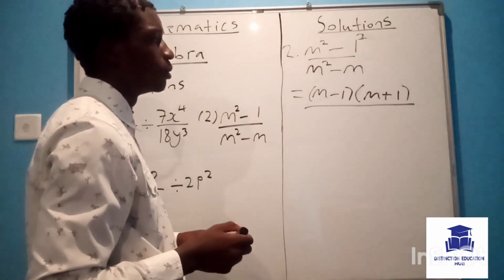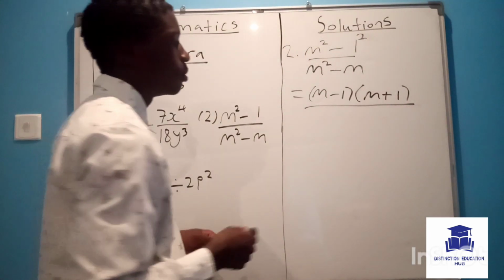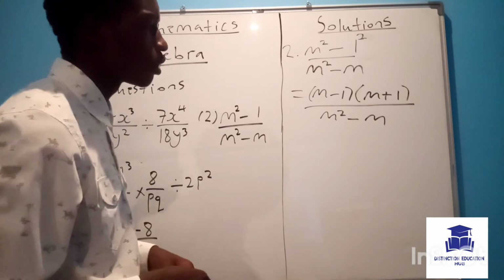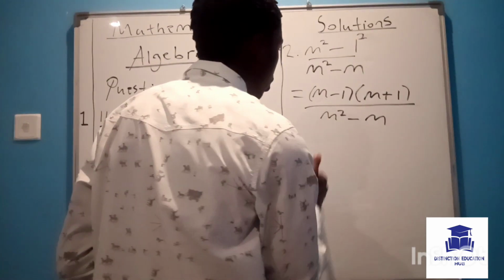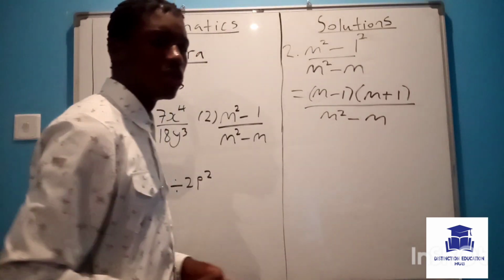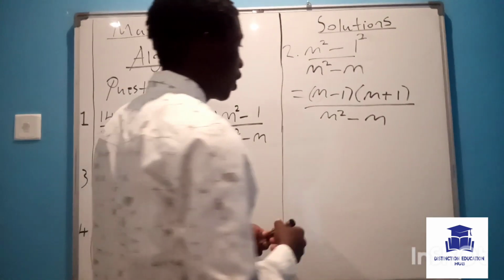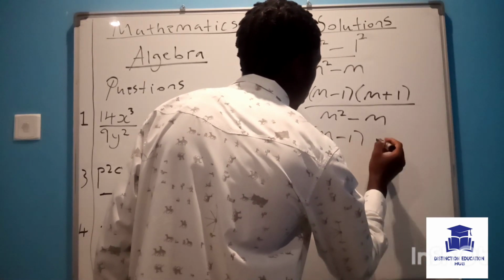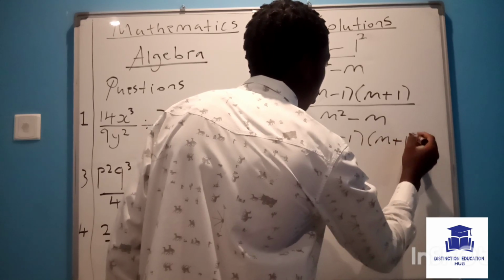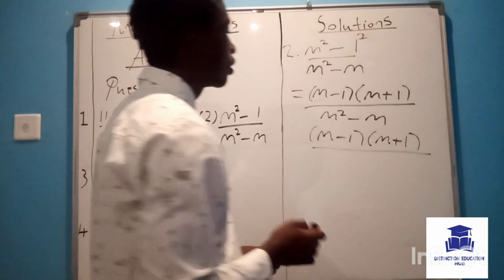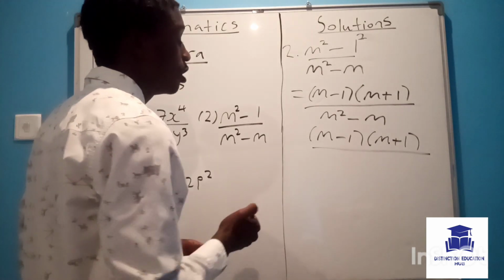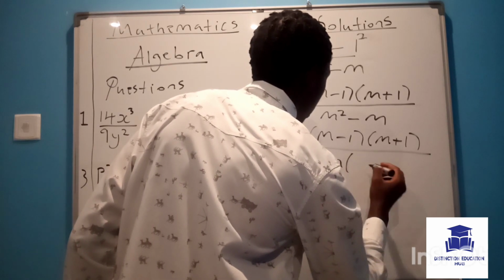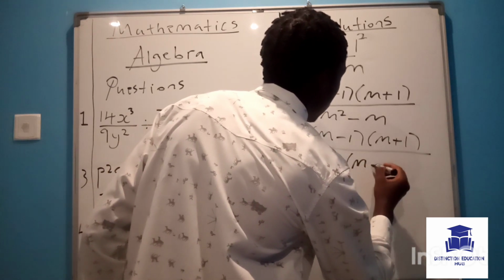When you look at this one, you have M squared minus M. Think about it. What's common? There's an M here and there's an M here. You can simply factorize. When you factorize, you're going to have M minus 1, close brackets, M plus 1, close brackets, over. When you factorize, which one's common? M is common. So, M, close brackets, M minus 1.